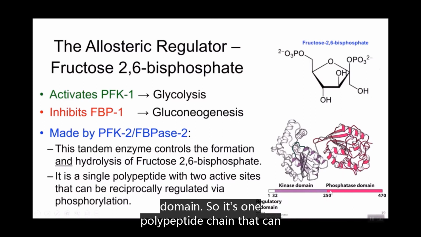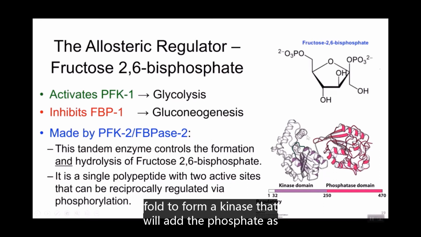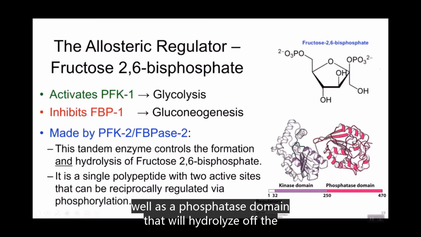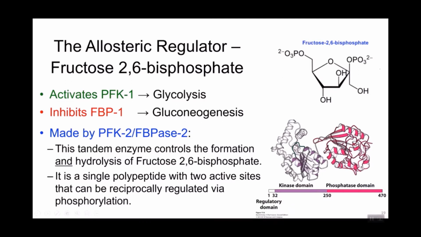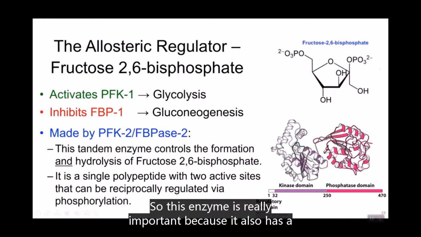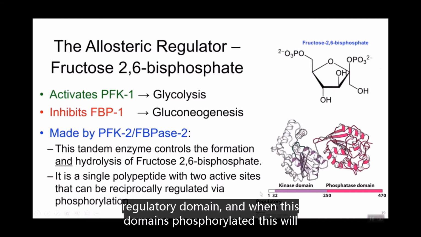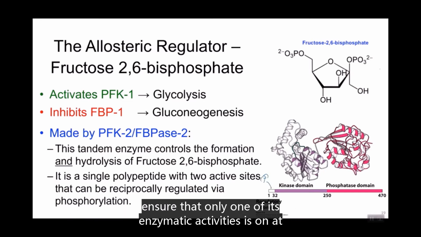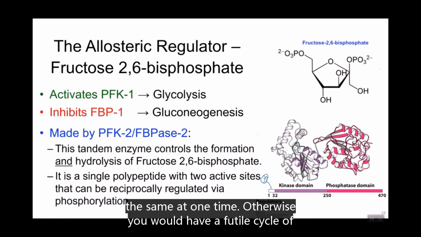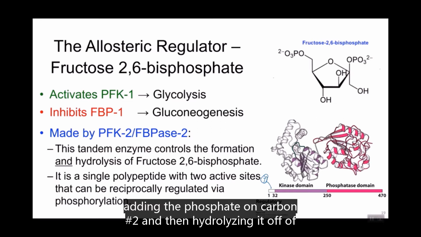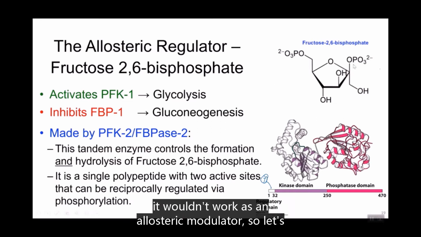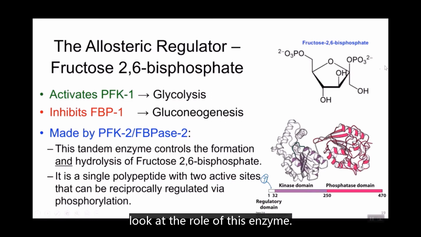So it's one polypeptide chain that can fold to form a kinase that will add the phosphate, as well as a phosphatase domain that will hydrolyze off the phosphate from carbon number 2. So this enzyme is really important because it also has a regulatory domain, and when this domain is phosphorylated, this will ensure that only one of its enzymatic activities is on at one time. Otherwise, you would have a futile cycle of adding the phosphate on carbon number 2 and then hydrolyzing it off, and it wouldn't work as an allosteric modulator.